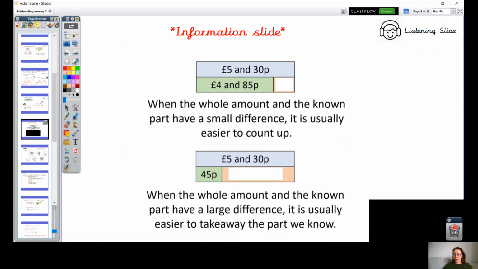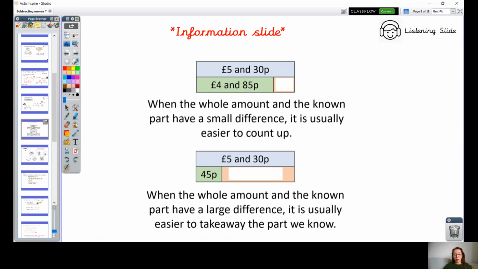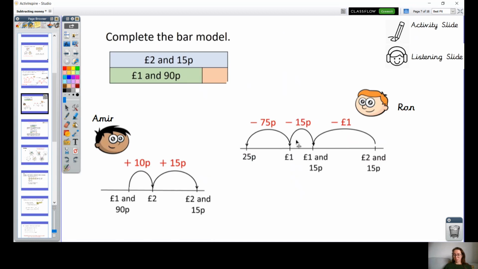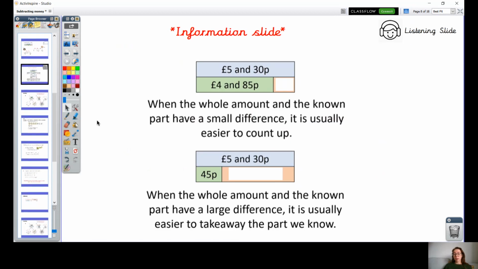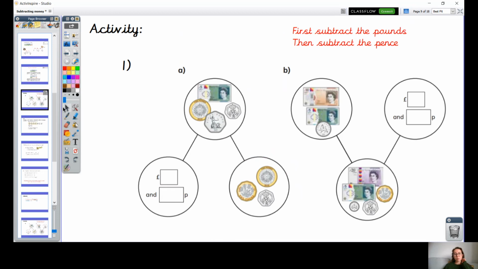Now, if we have a question like this, when the whole amount and the known part have a large difference, can you see there's a lot of difference between these two amounts? It is usually easier to take away the part we know. So in which case, using Ron's method would be better, would be easier. If you get onto those number line questions, can you make sure that you come back to this part in the video, if that's helpful for you, to remind you of which method is easier, depending on what question you're working out. Okay. Let's move on to our activity, everyone.